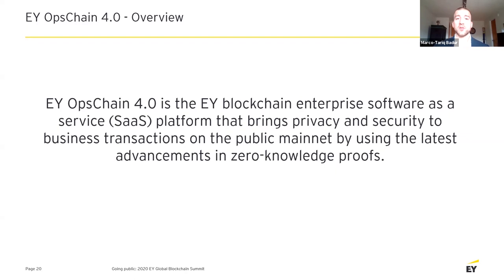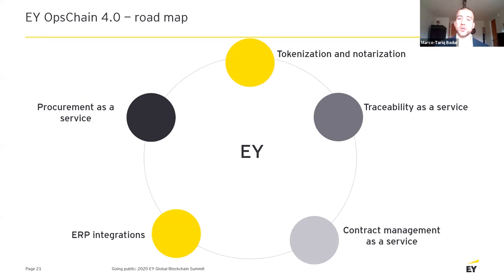So now that we have a good understanding of what the OpsChain platform is, let me spend some time talking about our roadmap. What you see on this slide right here are features that we are currently planning to release in the upcoming months. These can be broadly categorized into the procurement as a service feature, again, giving you access to the UI procurement network, tokenization and notarization features to take advantage of blockchain's immutable record keeping and the ability to transfer tokens. You then have traceability as a service, which is your typical logistics supply chain feature, and then contract management as a service and ERP integrations. In the next two slides, I'll spend some more time going into some of these features in more detail.